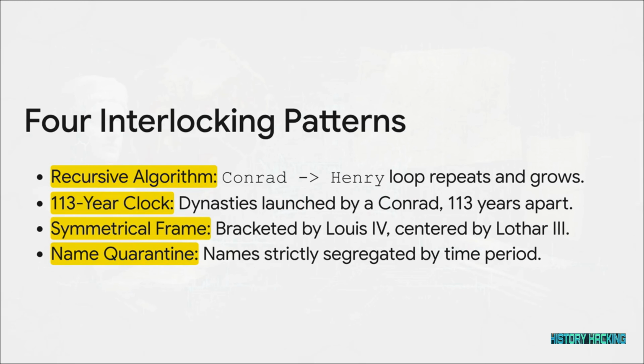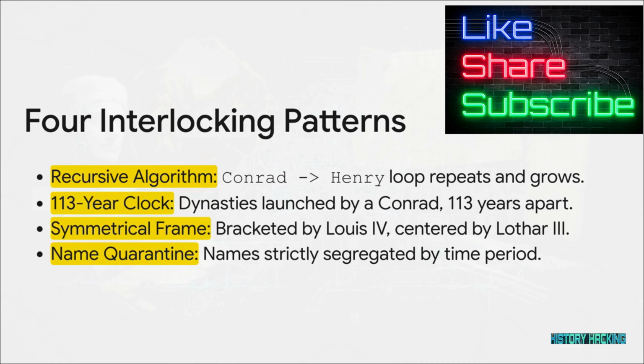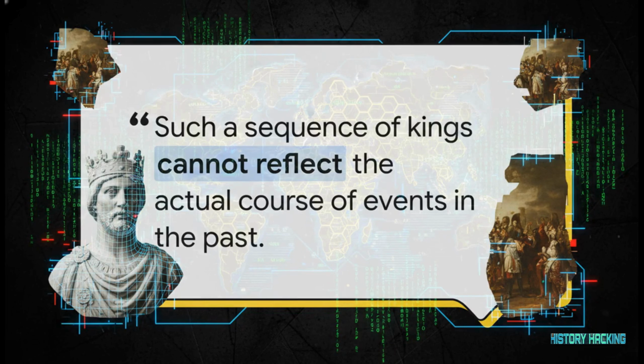You've got 4 patterns, all perfectly coordinated. First, that recursive naming algorithm: Conrad, Henry, X Kings, Henry, and it grows. Second, the 1130-year system clock, launching Dynasties right on schedule. Third, that perfect symmetrical frame with Louis IV on both ends and Lothar right in the middle. And fourth, the name quarantine. Conrad and Henry only appear inside the system, Louis and Charles only outside. I mean, any one of these patterns would be incredible, but all 4 of them working together in perfect harmony? That goes way beyond coincidence.